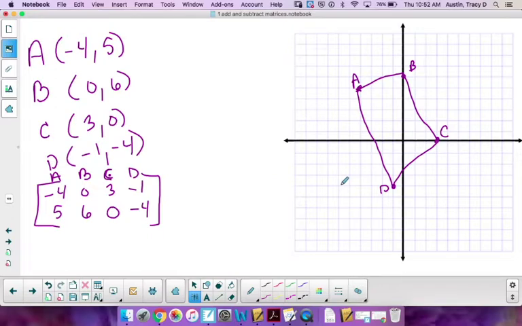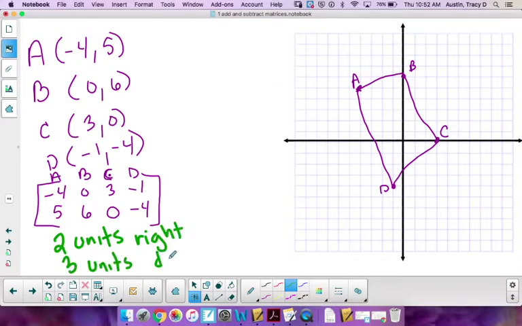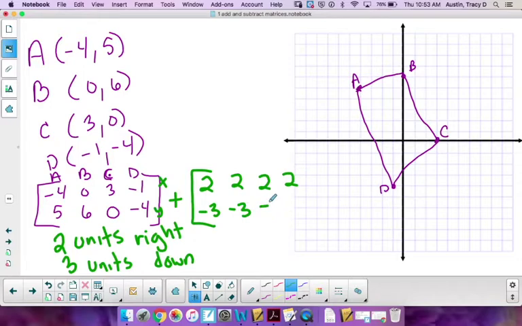Okay, so let's transform this matrix. How about we do 2 units to the right and 3 units down. What would we have to add to go 2 units to the right for the x and 3 units down for the y? Remember this is x and y, so we have to make sure we have it in the right place. So 2 units to the right is +2, right? My x's are going to get bigger. And 3 units down should be -3 because my y's are going to get smaller.